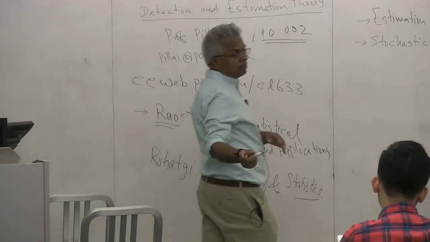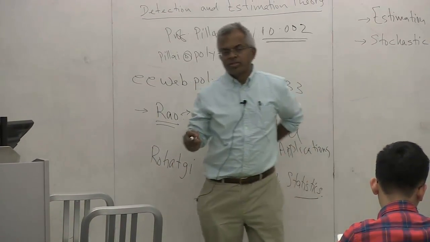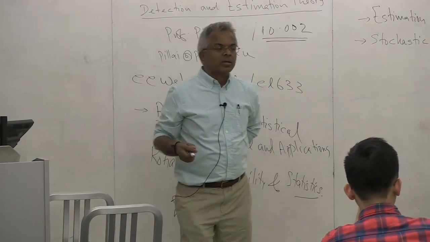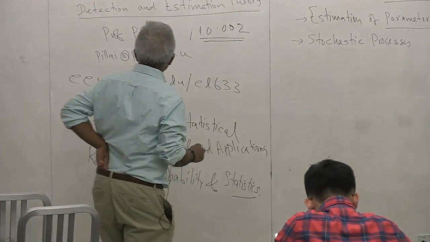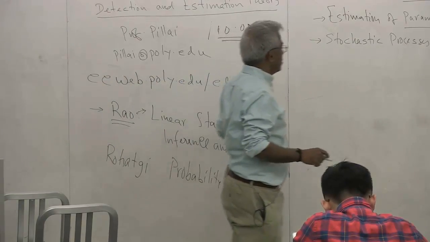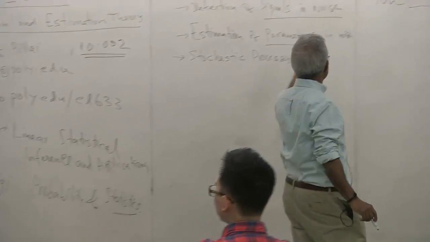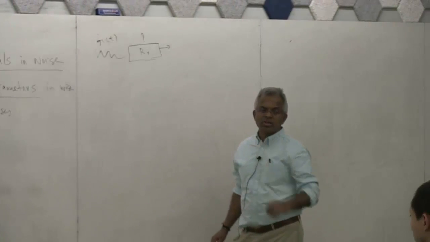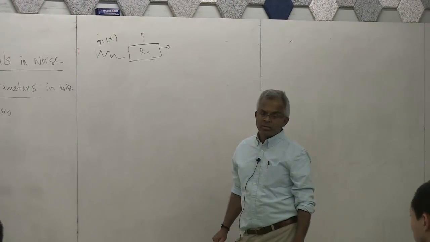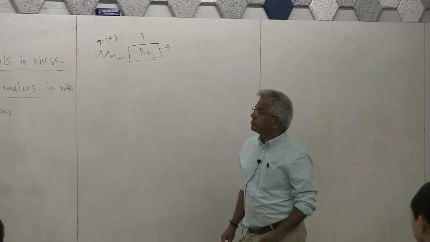Rohatgi is good: half of it is probability, half of it is statistics. And then in the Papoulis book, we also have a good chapter 8 on estimation. So when we come to estimation, a lot of these things I picked up from there and summarized here, but I will also give you some notes on estimation.